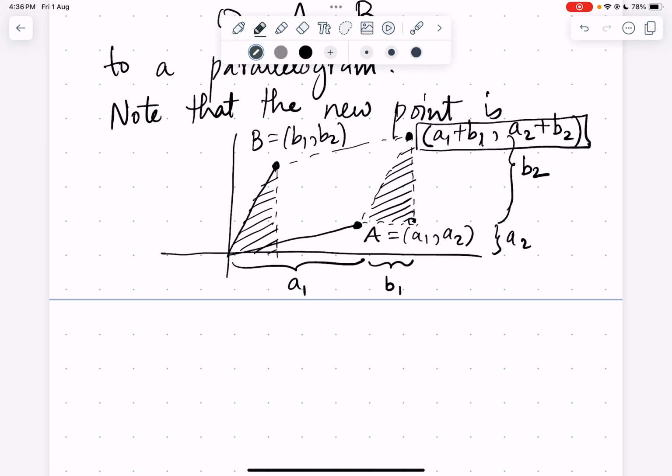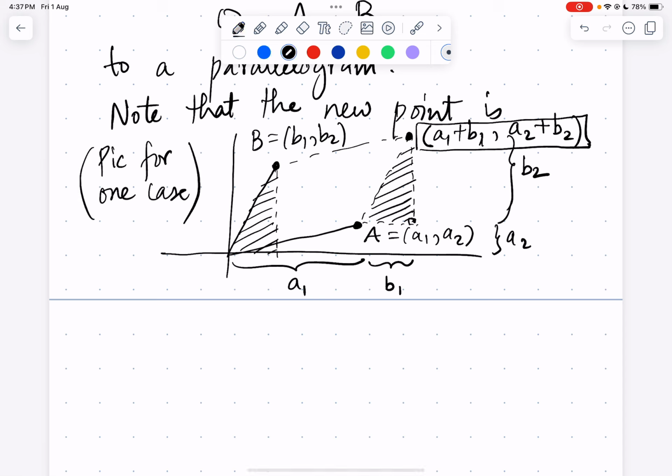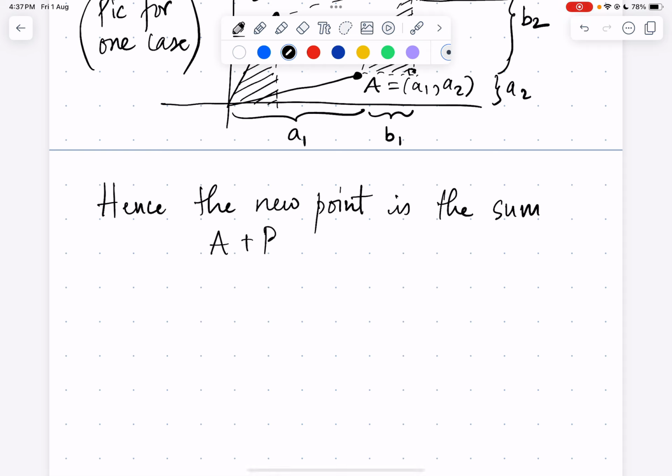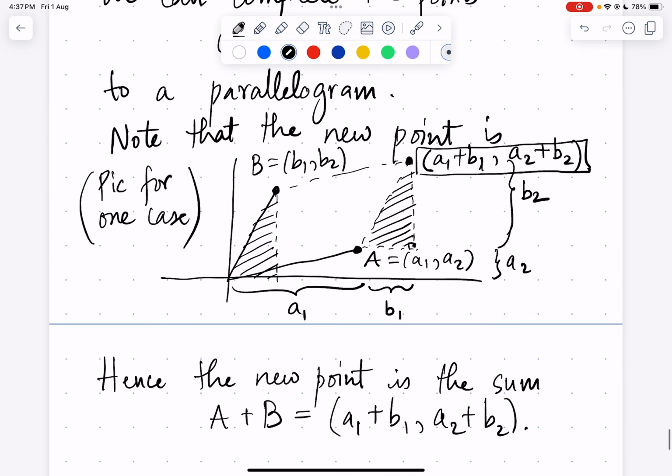So as usual, this is a picture for one case. Hence the new point is the sum, the usual sum which we defined earlier, a1 plus b1 comma a2 plus b2. If we complete a parallelogram OAB, the fourth point which we get is the sum of the points a and b. So that is the geometry of addition.